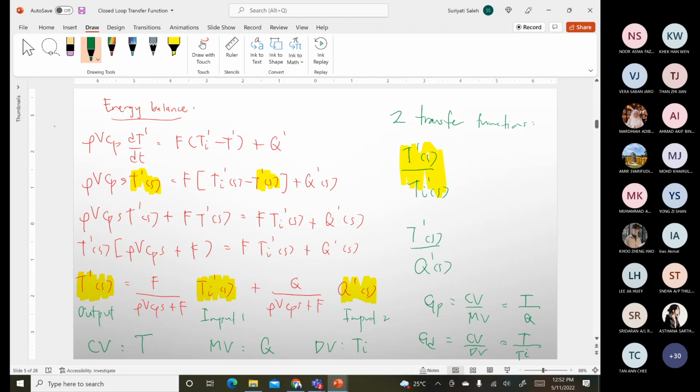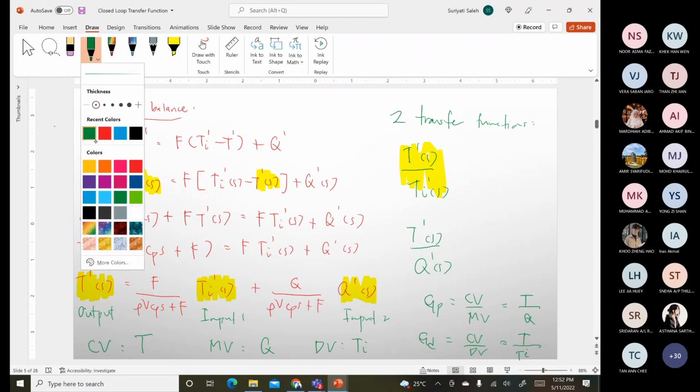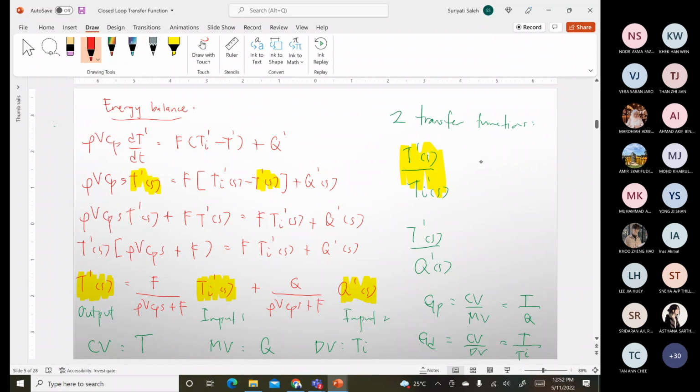is our GD, and this one is our GP. So that's how we can develop the GP and the GD. In this case, the question is why it is positive and positive. So we take a look at this symbol.